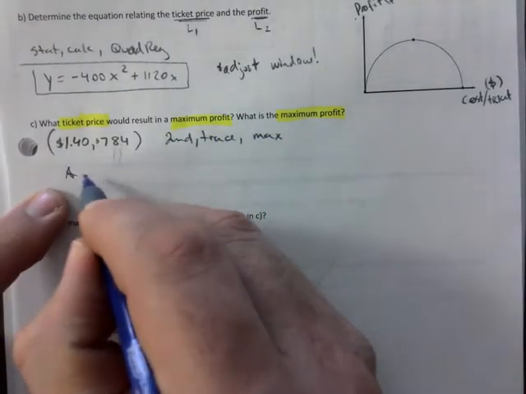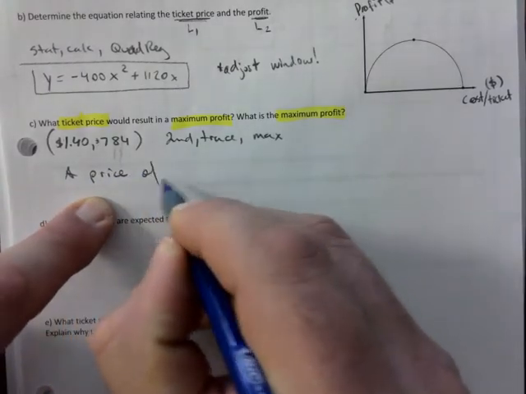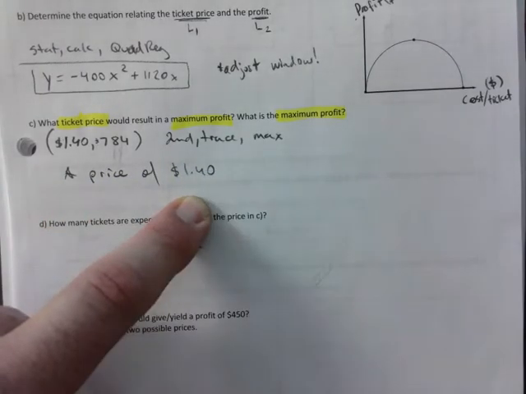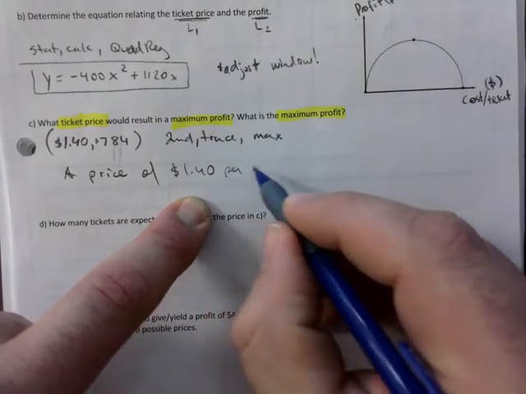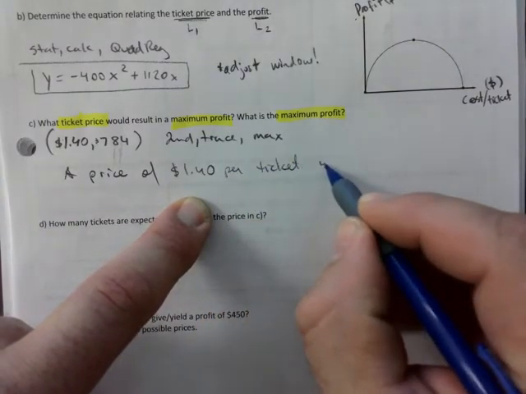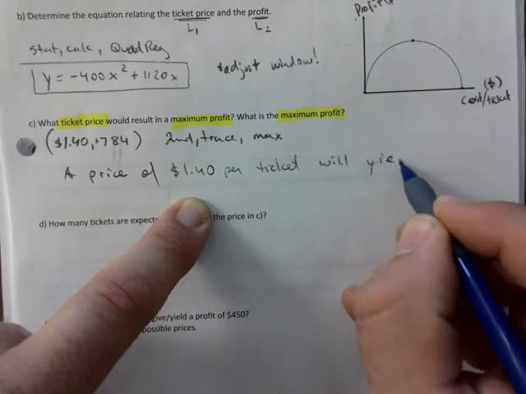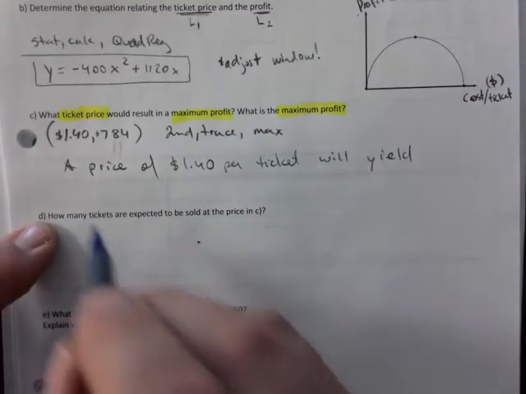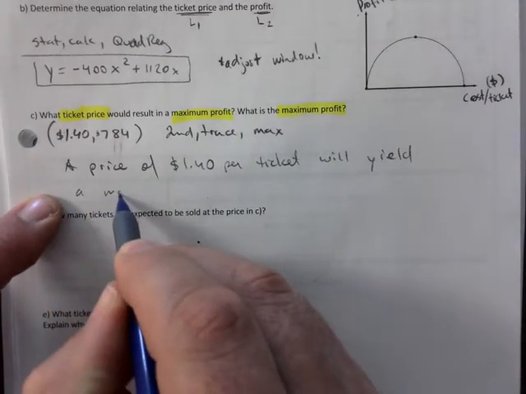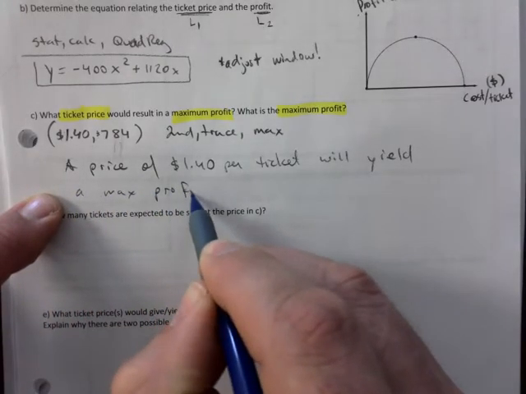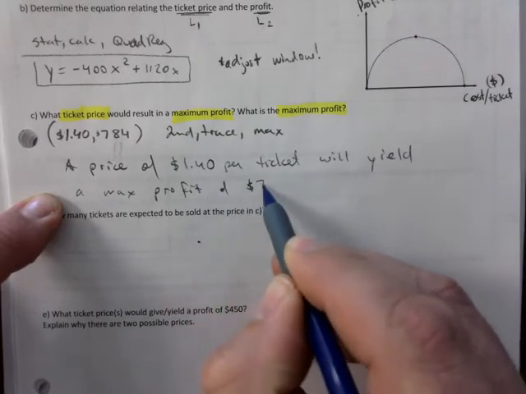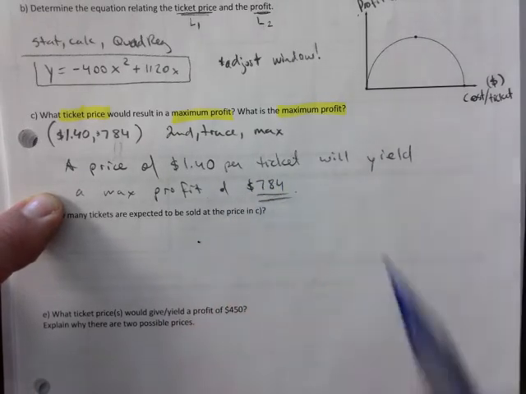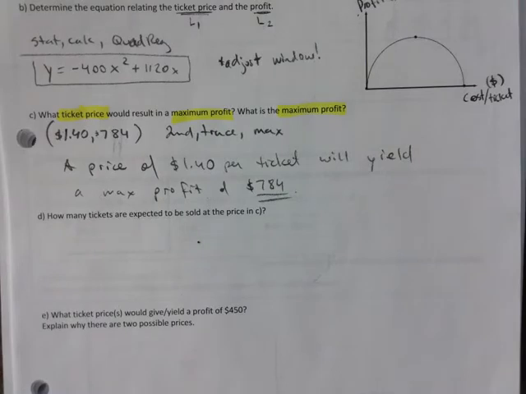And I'll just go second trace math somewhere because I used my calculator for it, right? And so a price of $1.40 per ticket will, watch this word here, yield, will result, right, a maximum profit of, in this case, $784. There you go, you answered both in one shot. Not too shabby, right?